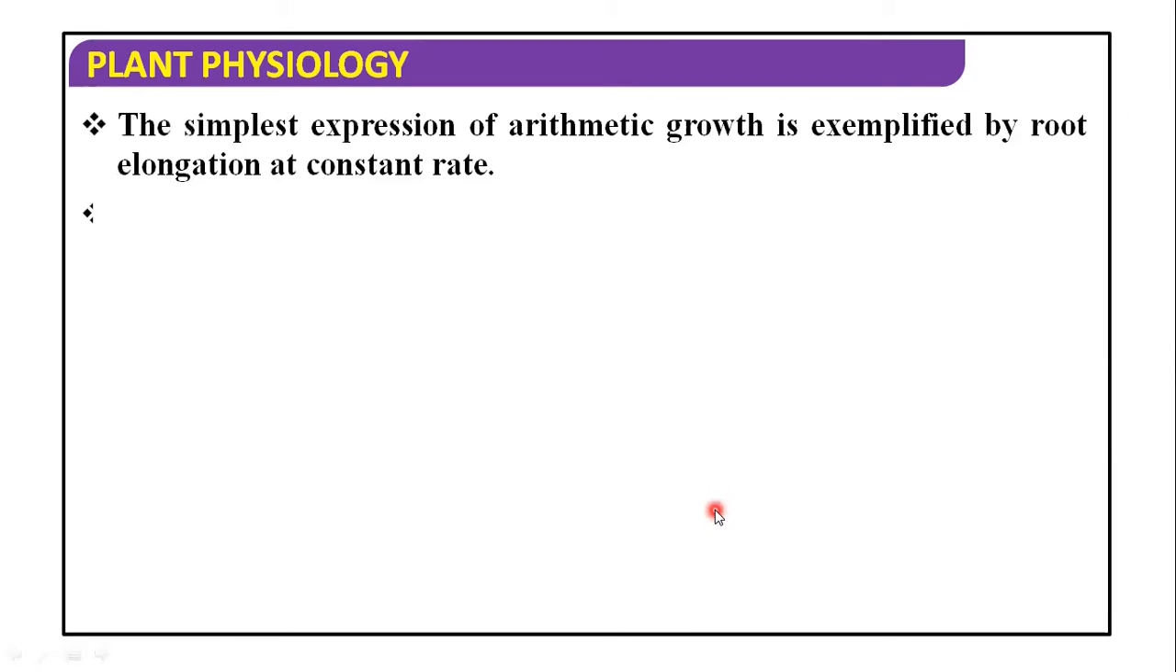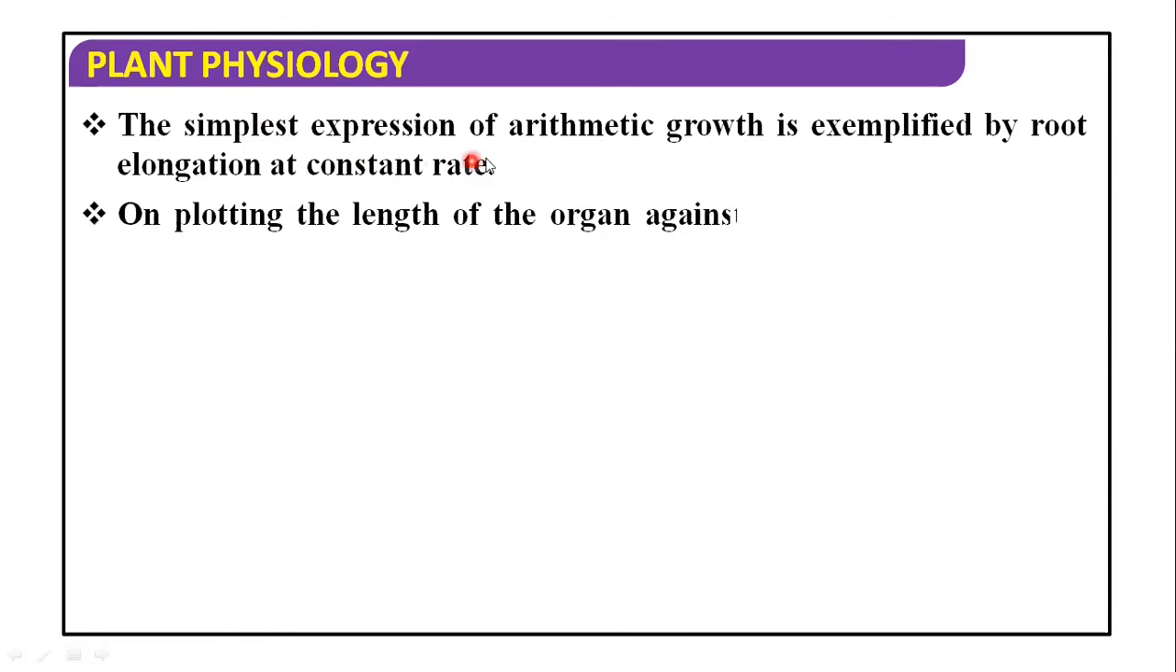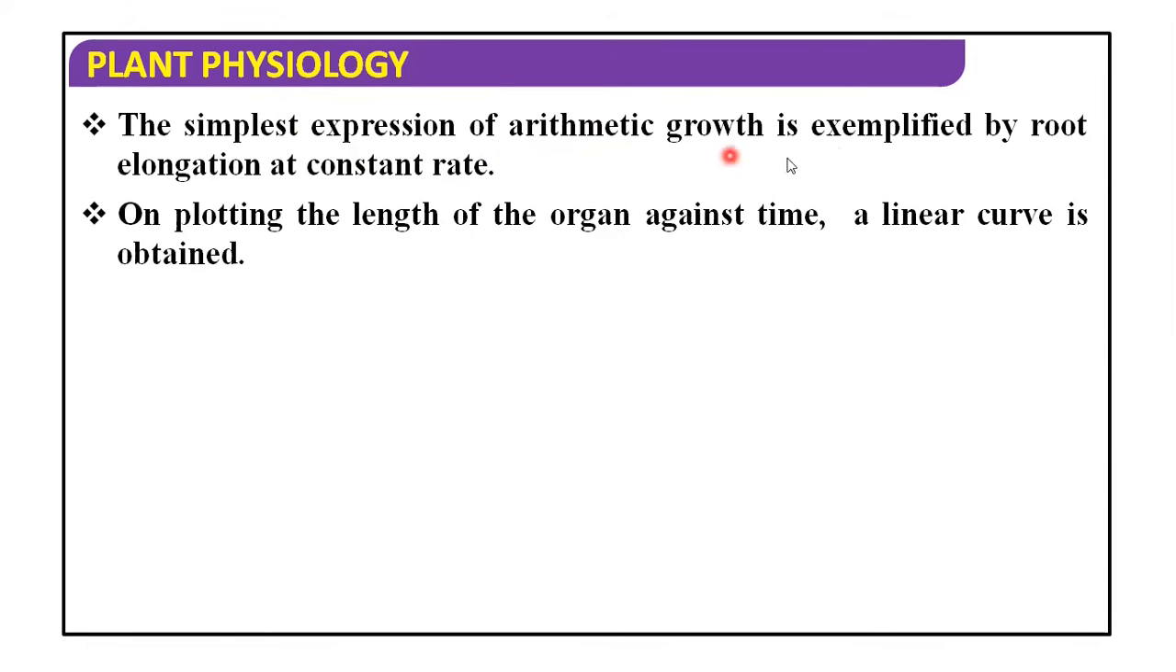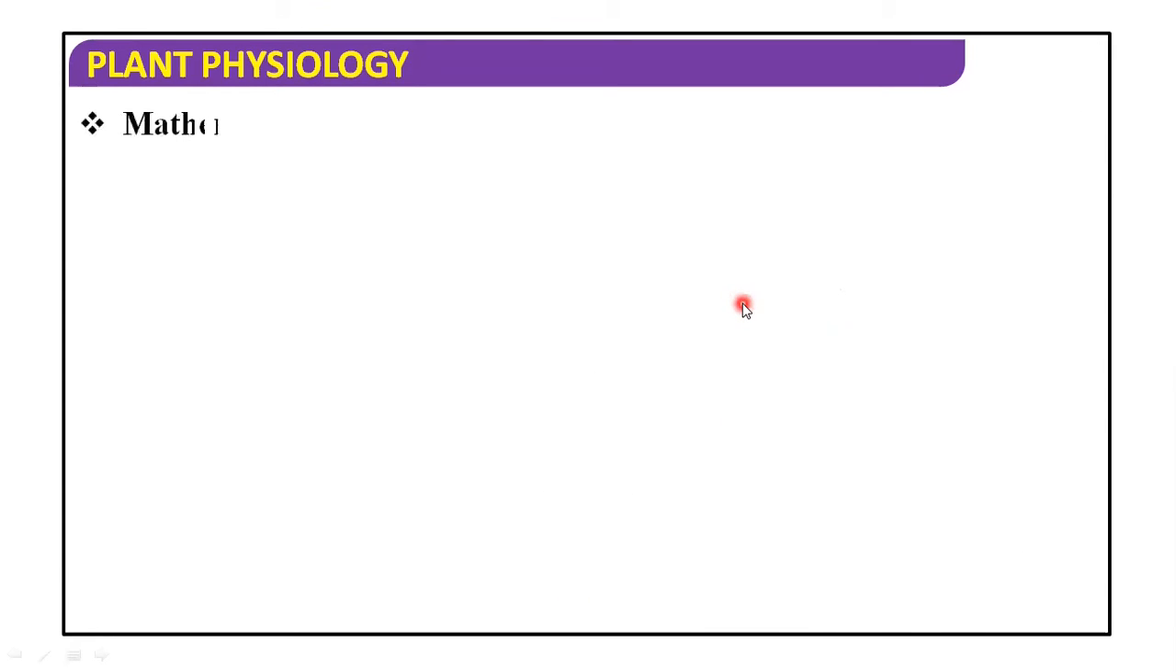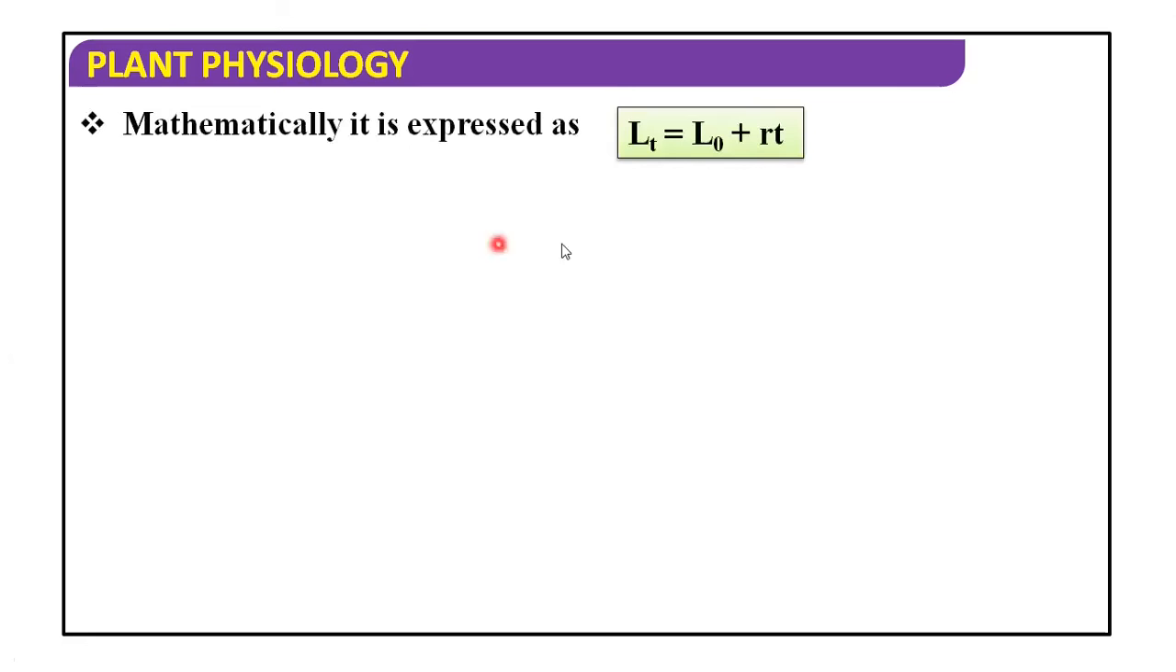Now, an example or the simplest expression of arithmetic growth is root elongation at a constant rate, meaning the growth of the root at a constant rate. On plotting the length of the organ against time, the height of the plant against time, we will get a linear curve. See, mathematically how it is expressed.